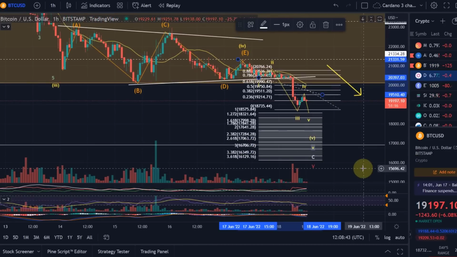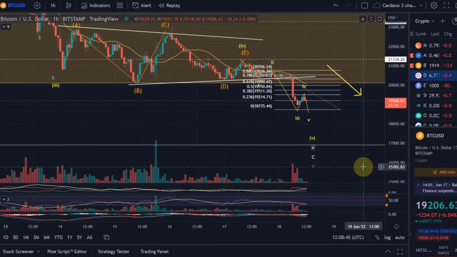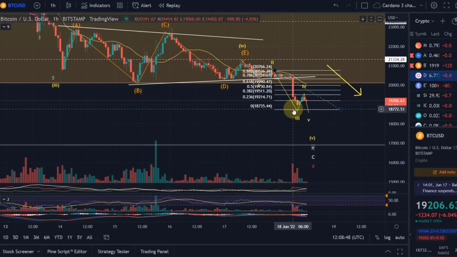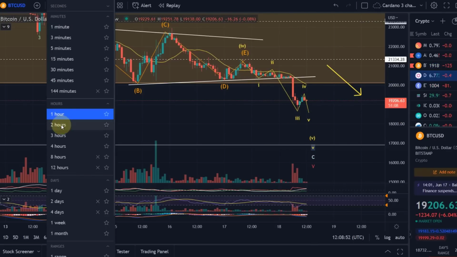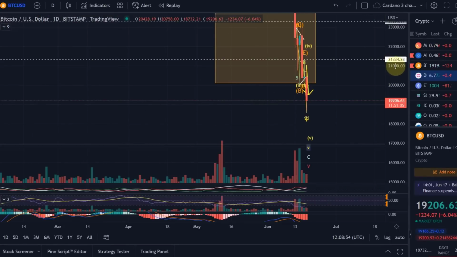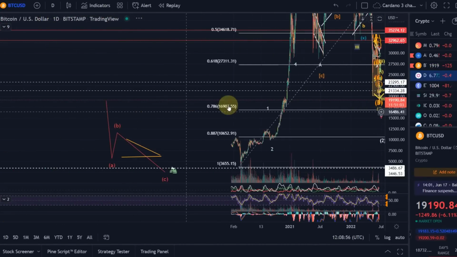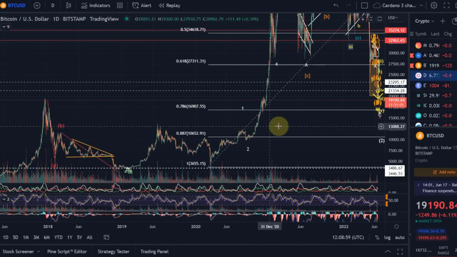Should we go below 18,000, my target would be the 16,900 level, which is the 78.6% Fibonacci retracement level for Bitcoin, which is here, that one. Yeah, the 78.6.